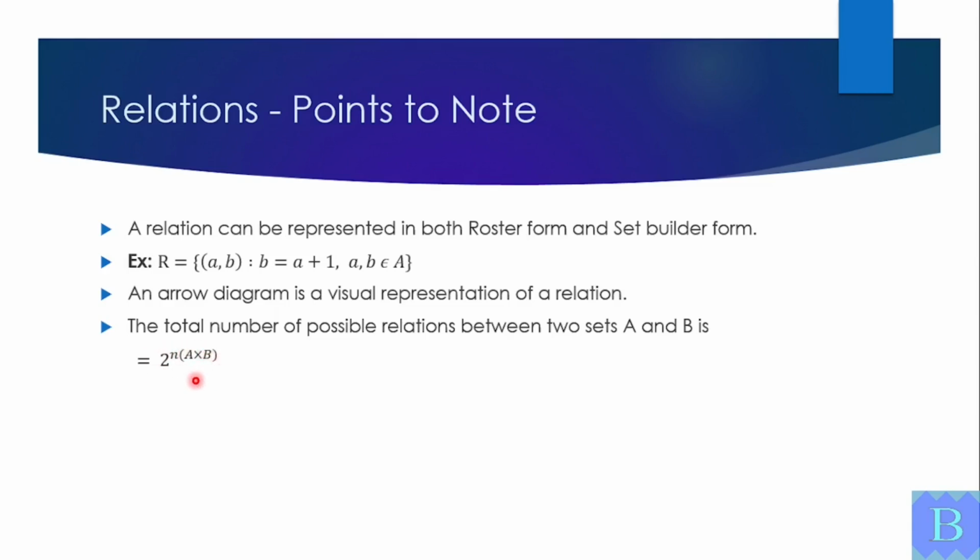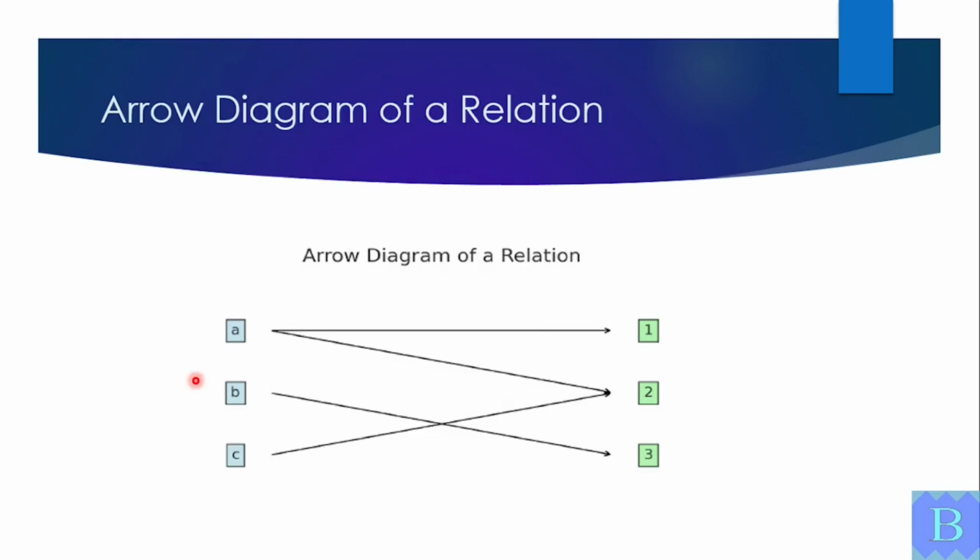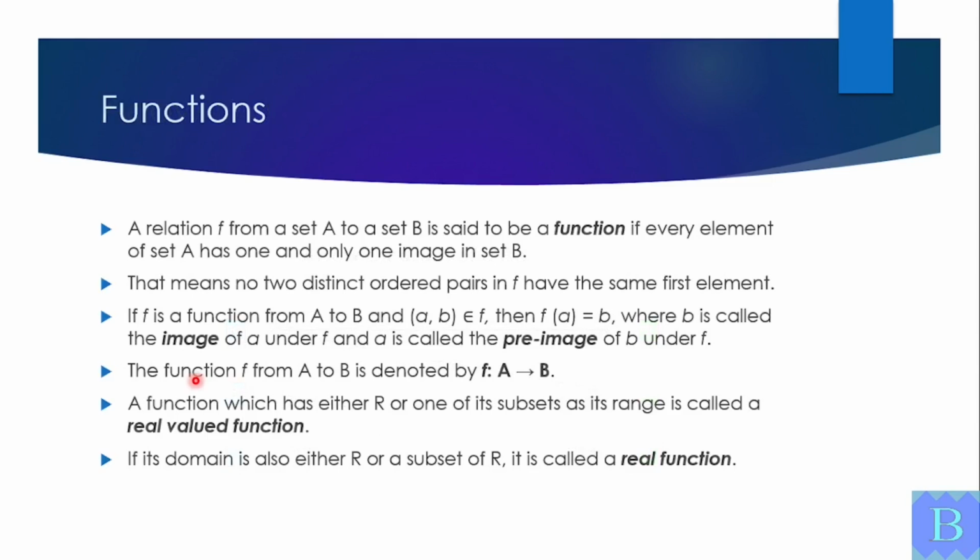Arrow diagram of a relation. An arrow diagram shows how each element of set A is connected to elements of set B. Each arrow represents a pair in the relation. Functions. A function is a special type of relation.